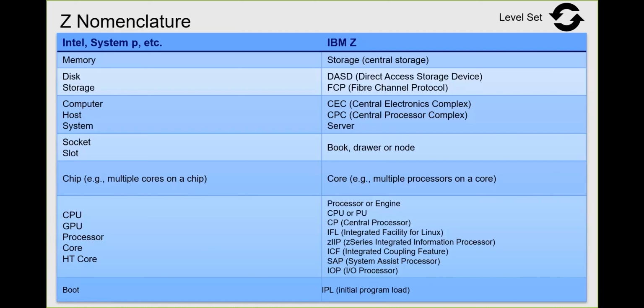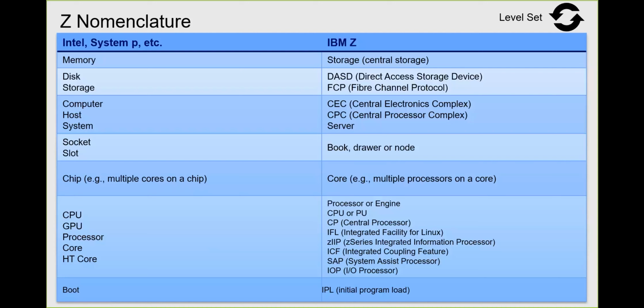So a couple things I'll mention. When we say storage in Z, what we're really talking about is memory, or what other platforms might refer to as memory. This isn't to be confused with what other architectures call storage, which we refer to in the Z space as DASD. That stands for Direct Access Storage Devices.